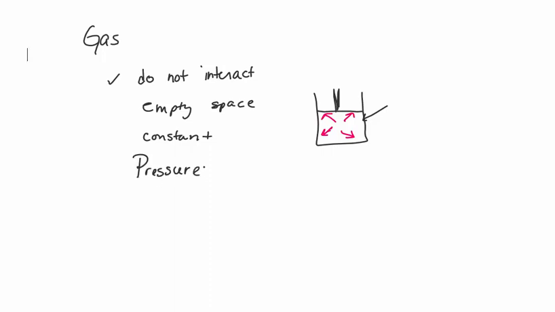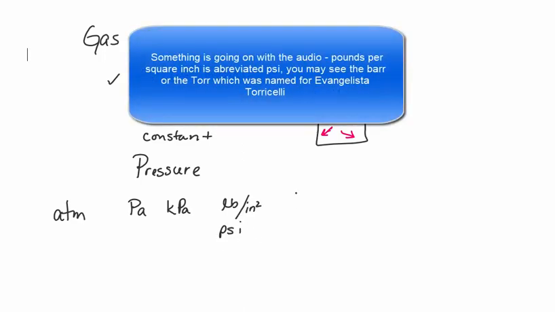We use pressure to describe our gas. So pressure is the force exerted on the sides of a container by a gas. Now, the units we use for pressure are oftentimes the atmosphere. Sometimes you may see Pascal and its related kilopascal. You may also see pounds per square inch, sometimes abbreviated PSI, and the torr, or you may see millimeters of mercury or inches of mercury. So be sure that you remember how to convert between inches and millimeters.